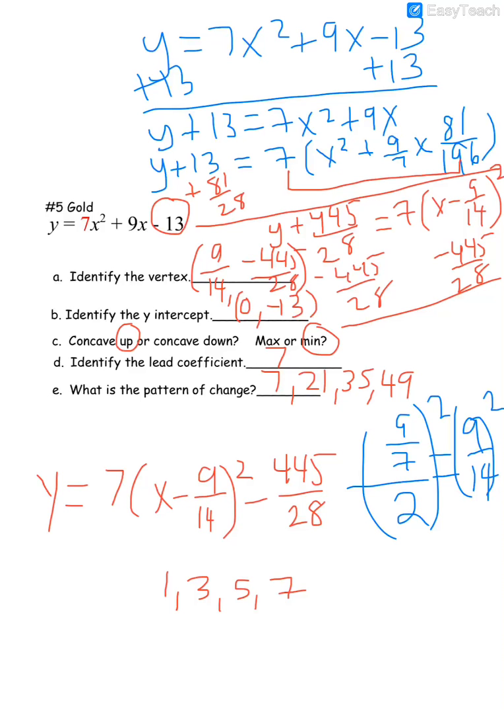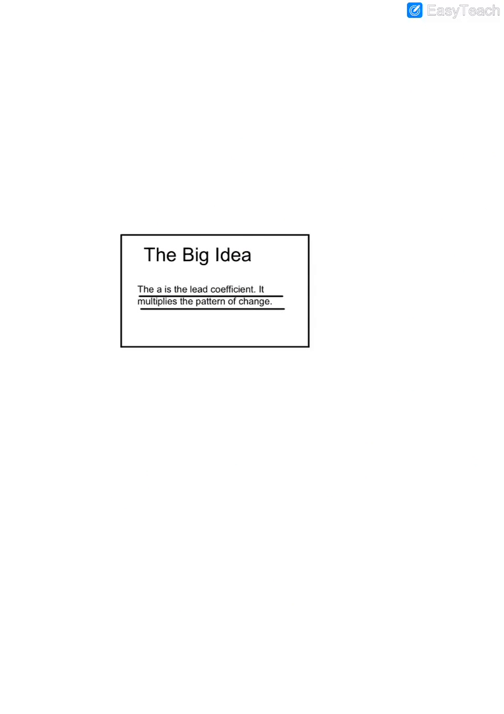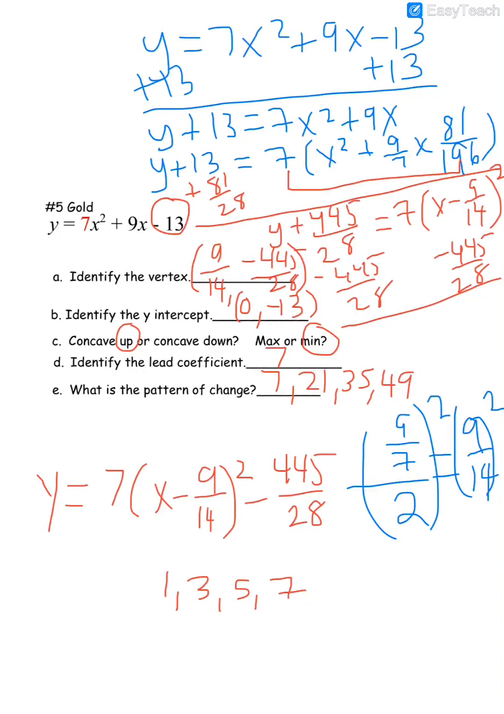All right, so that was kind of interesting. A little harder with all these messy fractions, but still doable, as long as you understand the concept of how to put something in vertex form. Just to recap the big idea, the A is lead coefficient. It multiplies the pattern of change. So the A definitely is going to change what it's going to look like here.